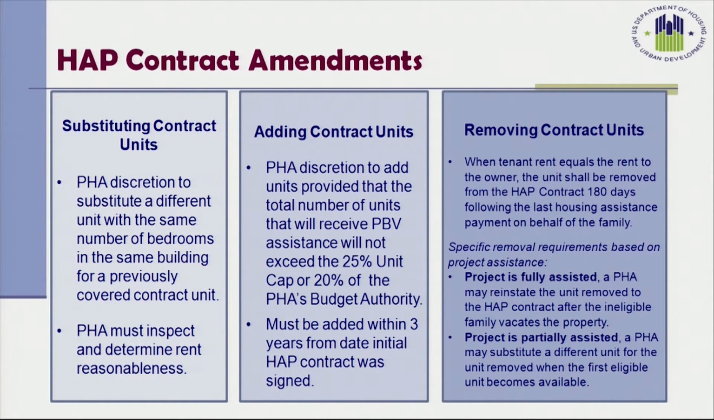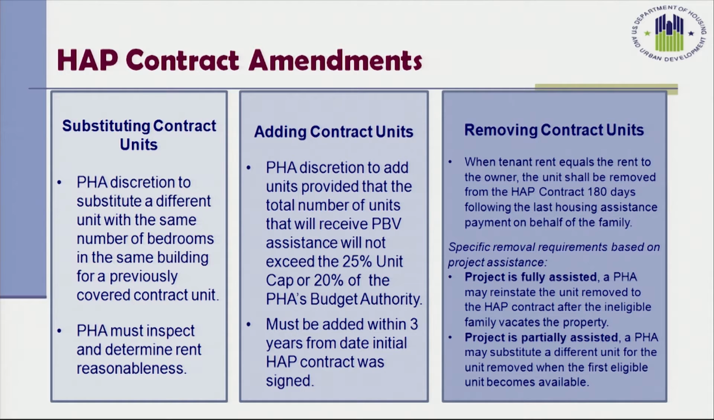HAP Contract Amendments. The HAP contract can be amended if the PHA and the owner desire to substitute contract units. It's within the PHA's discretion to substitute a different unit with the same number of bedrooms in the same building for a previously covered contract unit. The PHA must inspect and determine rent reasonableness for the substituted unit.